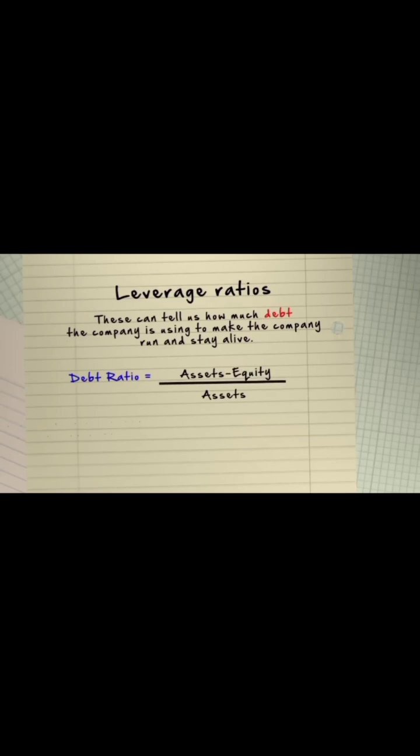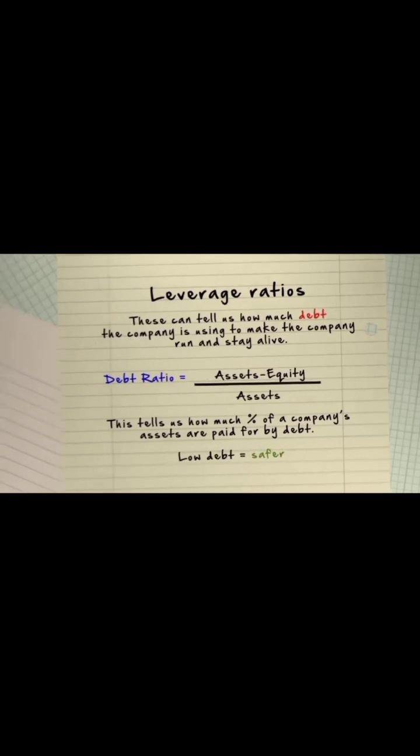And finally, what about leverage ratios? These can tell us how much debt the company is using to make the company run and stay alive. An example of this is the simple debt ratio. This tells us how much percentage of a company's assets are paid for by debt. Normally, a company is considered safer when the debt ratio is low.